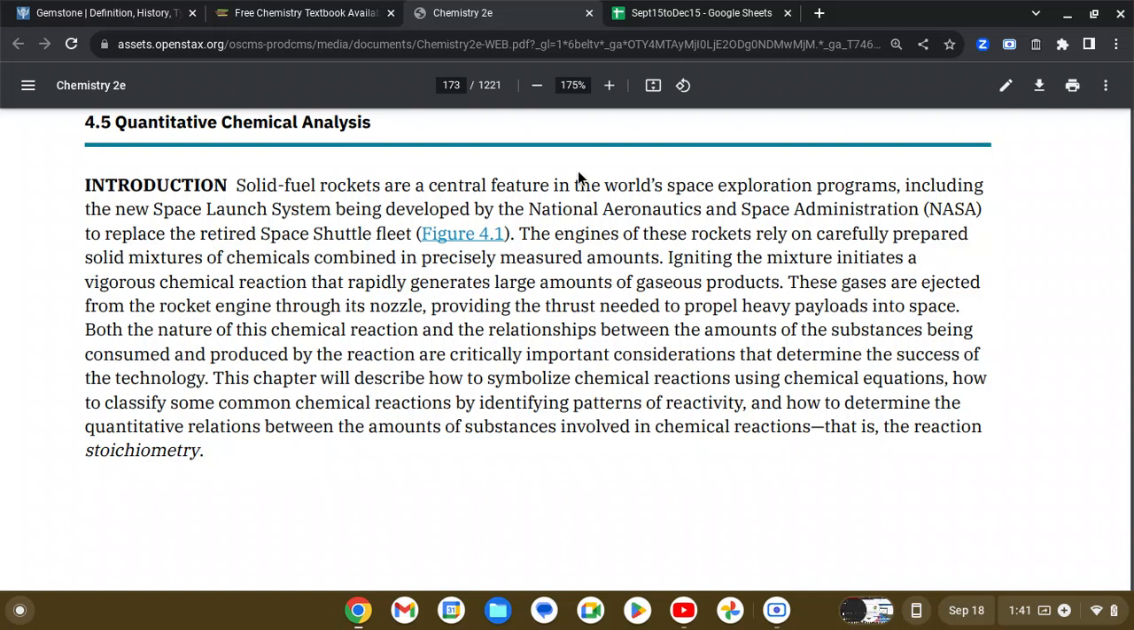This chapter will describe how to symbolize chemical reactions using chemical equations, how to classify some common chemical reactions by identifying patterns of reactivity, and how to determine the quantitative relations between the amounts of substances involved in chemical reactions, that is, the reaction stoichiometry.